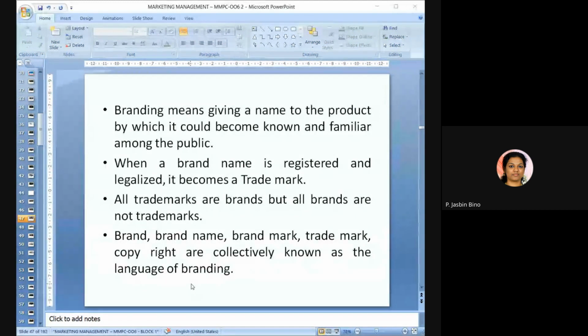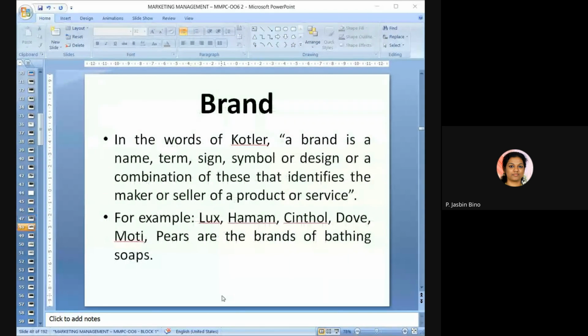Branding means giving a name to a product by which it could become known and familiar among the public. A brand name normally registered and legalized is known as a trademark. All trademarks are brands, but all brands are not trademarks, because only the registered brands are called trademarks. Brand name, brand mark, trademark, copyright, these are all collectively known as the language of branding.